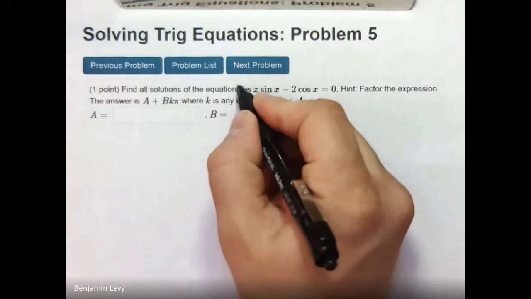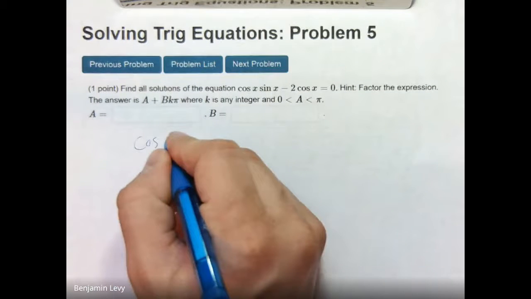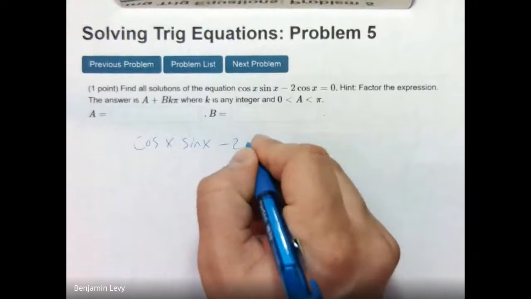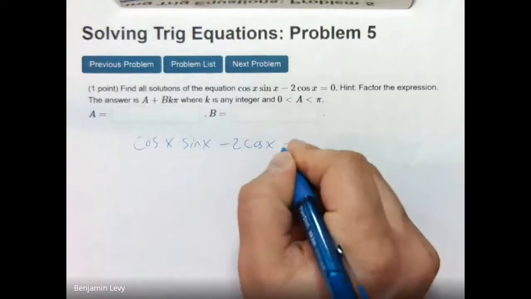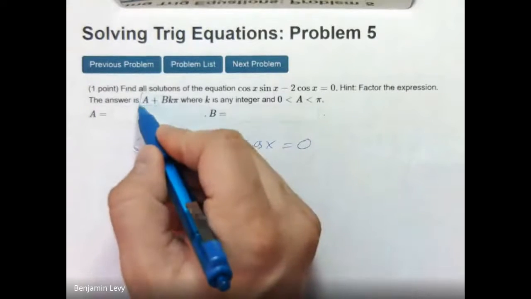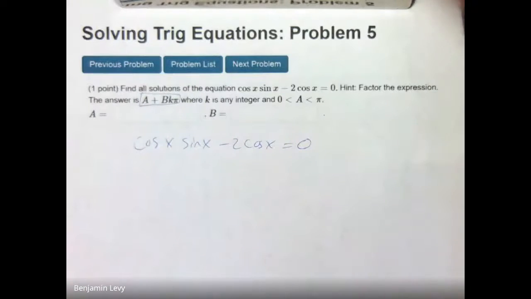We're being given this equation. Let me just rewrite the equation down. It's cosine x sine x minus 2 cosine equals 0. And we're being told the answer is going to look like this, and we just want to be able to write down what A and B are.